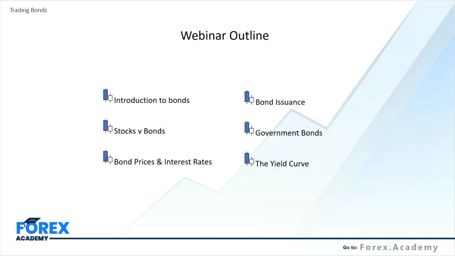With the course webinar outline here, we have a quick description and discussion with an introduction to bonds. We'll then discuss the difference between stock markets and bond markets and the relation to risk premia. And then we'll be delving in more detail into bond prices and how they're priced in terms of interest rates. We'll also be discussing bond issuance both at a corporate and government level, and then finally discussing the yield curve, which basically depicts interest rates as an issuance of bonds over time.